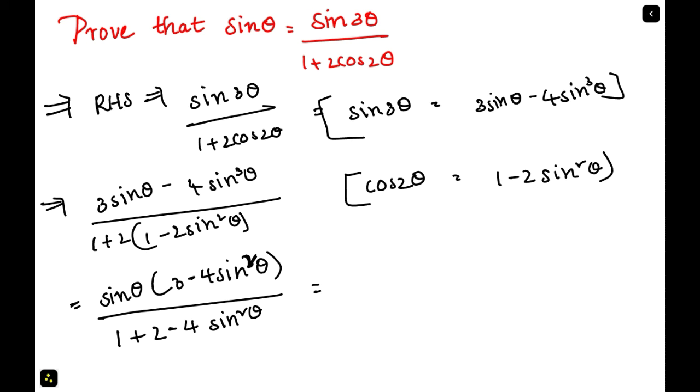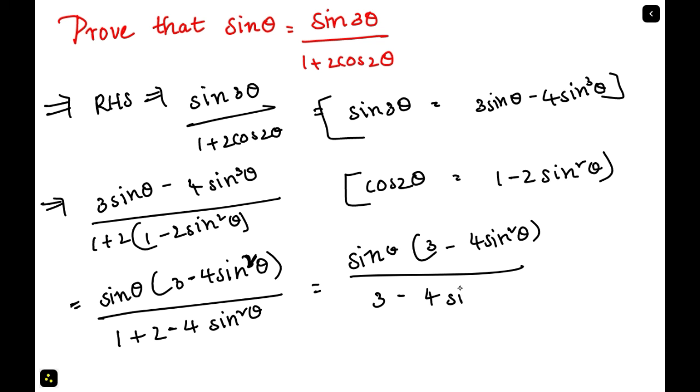Now we have to simplify this further. In the numerator we have simplified, let's leave it like that. Now we are going to simplify the denominator again. Now 1 plus 2 we can write as 3 minus 4 sin square theta. Now what do you see common in the denominator and numerator? We see 3 minus 4 sin square theta common in the denominator and numerator. So let's cancel them out.